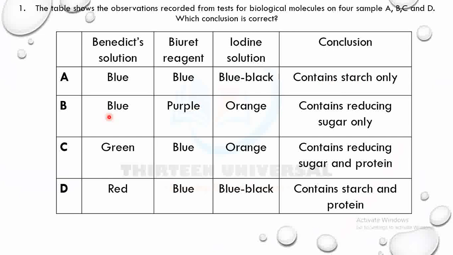But if you check B, the conclusion says contains reducing sugar only. It does not even contain reducing sugar because it's blue. What is wrong with C? It says it contains reducing sugar and protein. Yes, it contains reducing sugar, but it doesn't contain protein because it would have changed to purple. D contains starch and protein. It doesn't contain protein, right? Protein is blue. And it contains reducing sugar, but it was never mentioned. So A makes more sense.